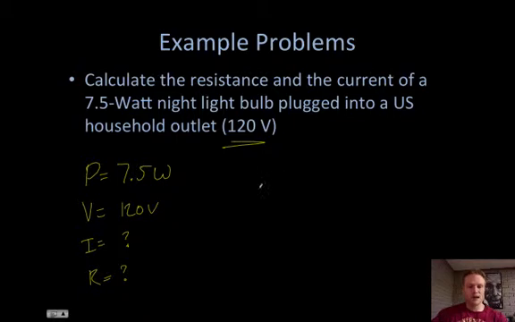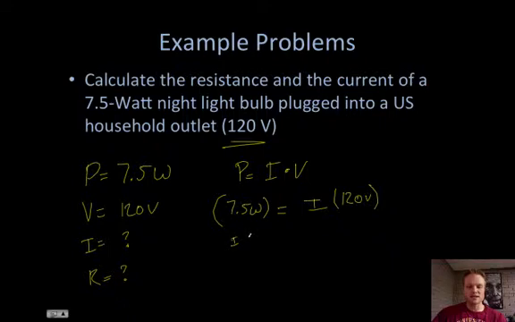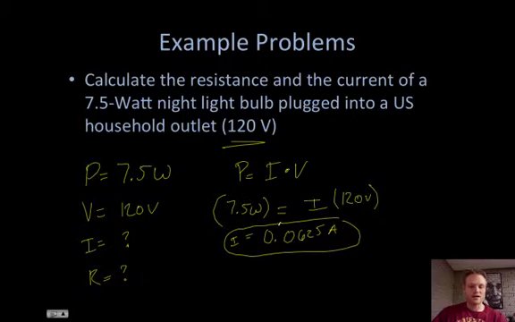The first power formula I'm probably going to use, and there's a couple ways you can go about doing this, is the first one where P equals I times V, because I know power and I know voltage, and then I can find out my current. So I'm just going to plug some numbers in here. 7.5 watts is equal to I, which I don't know, times the voltage, which is 120 volts. If you do the algebra on that, you should get a really small current of 0.0625 amps. So now I know the current.